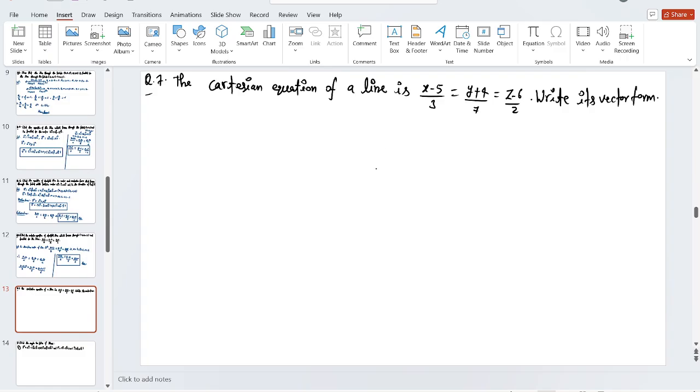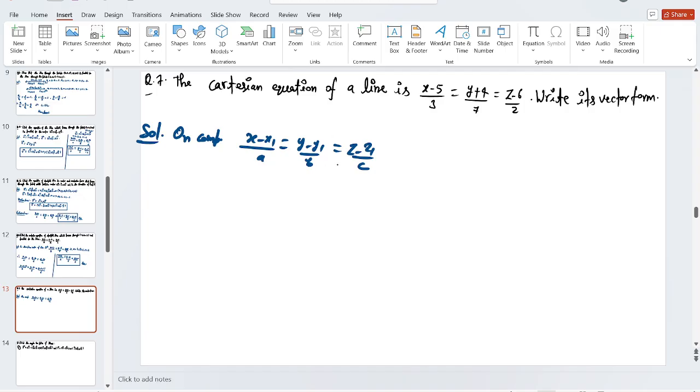The Cartesian equation of the line is given here, so we need to find its vector form. The solution is here. We need to compare with (x - x1)/A = (y - y1)/B = (z - z1)/C. Here you see that the coefficients of x, y, z should be unity, that is plus ones. If not plus one, we convert them into the form of plus ones.